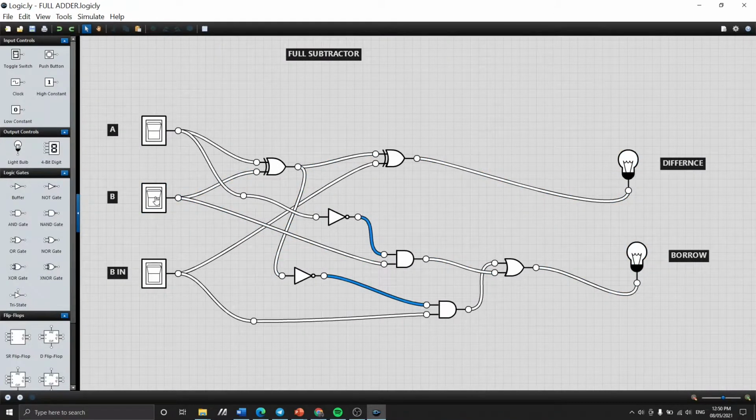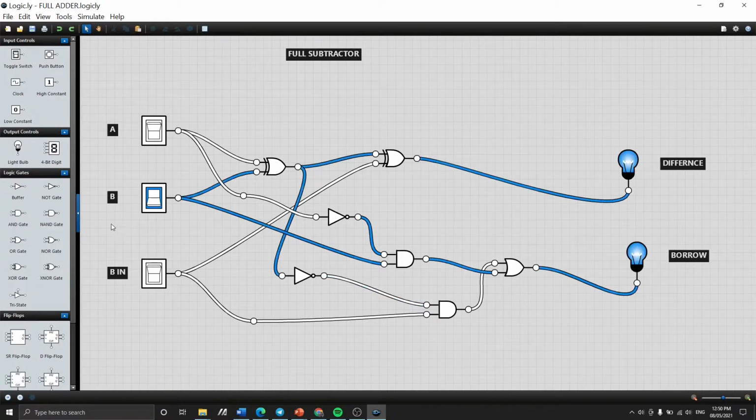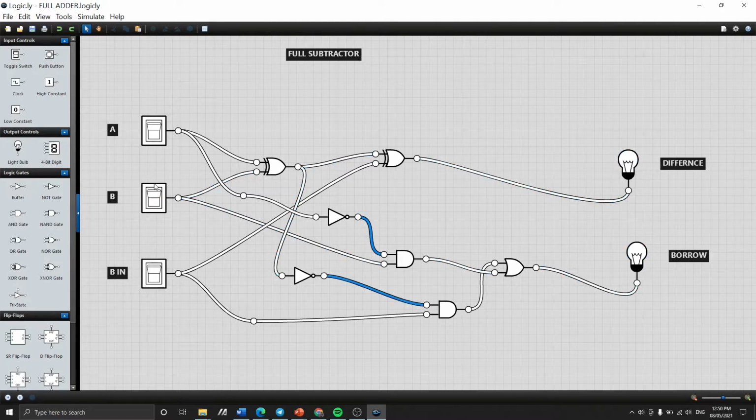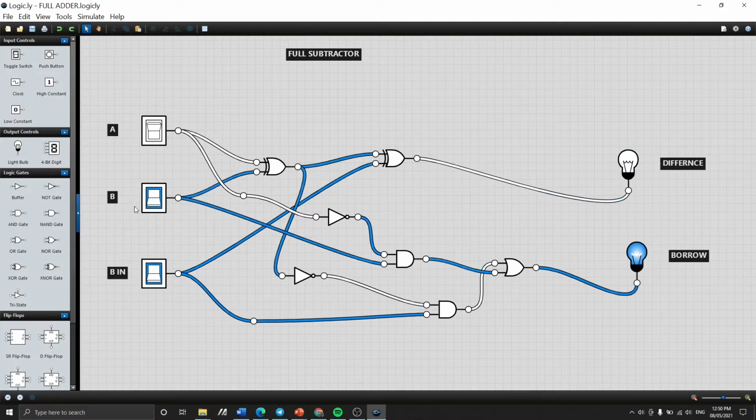When A, B and B in are all 0, then the outputs difference and borrow are also 0. When B is 1 and the remaining inputs A and B in are both 0, then the outputs difference and borrow are 1. When A and B are both 0 and B in is 1, then the outputs difference and borrow are both 1. When B and B in are both 1, then the output difference is 0 and borrow is 1.